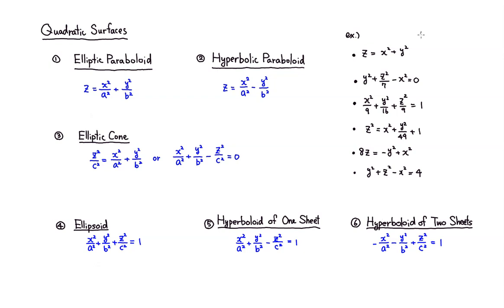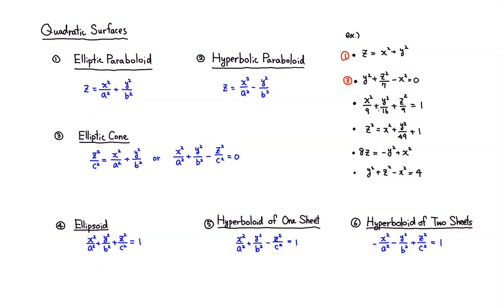All right, so let's look at the following equations and see if we can identify which one. Let's look at this one: z equals x squared plus y squared. Since z has no square, it's going to be either elliptic paraboloid or hyperbolic paraboloid. In this case, there's no negative sign, so it's elliptic paraboloid. So this is going to be number 1. How about the second equation? Here, the right hand side is 0, so it's going to be elliptic cone. So this is number 3.